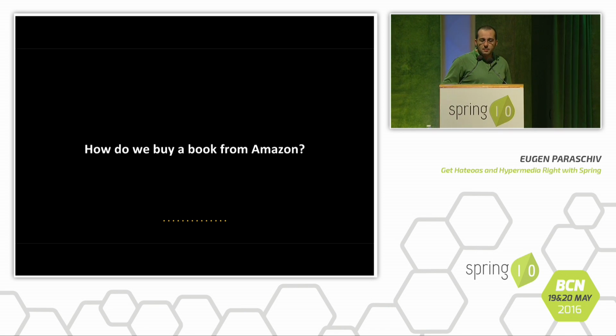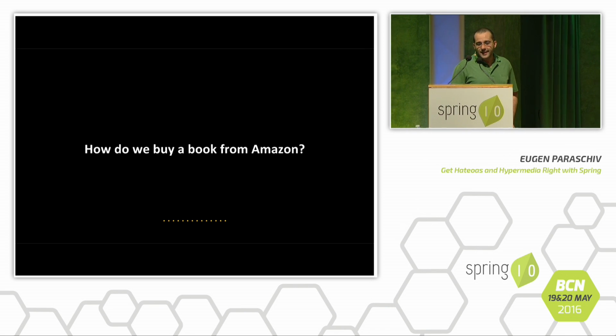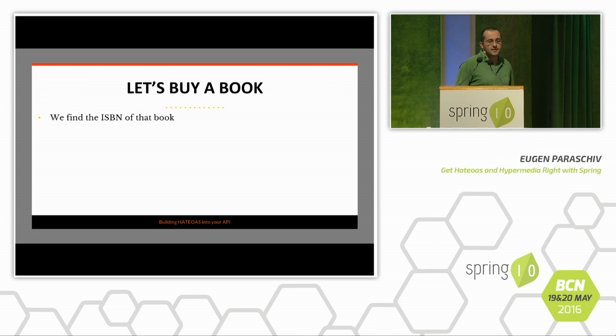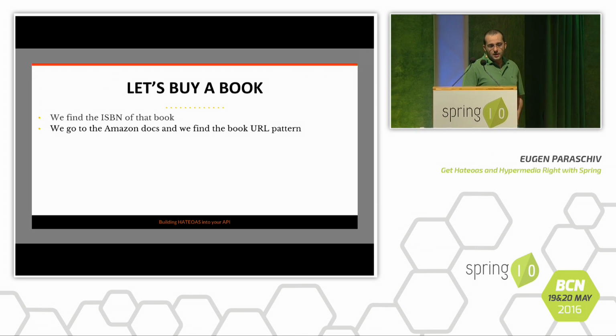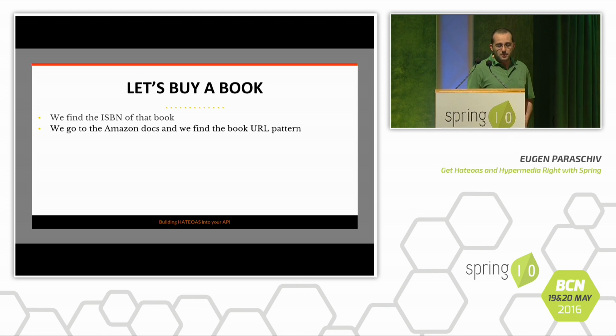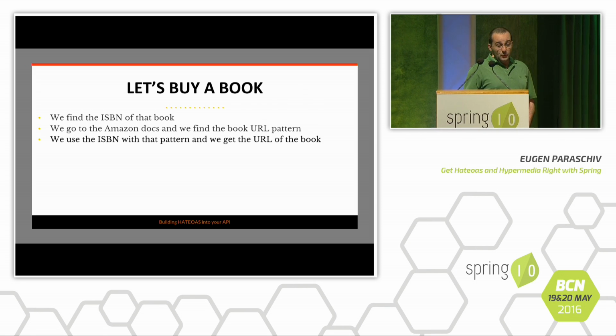So let's go for a simple example. How do we buy a book from Amazon? Well, the first thing we do, we find the ISBN of that book. We then go to the Amazon documentation. We find the book URL pattern. We use that ISBN. We form the actual URL of the book.